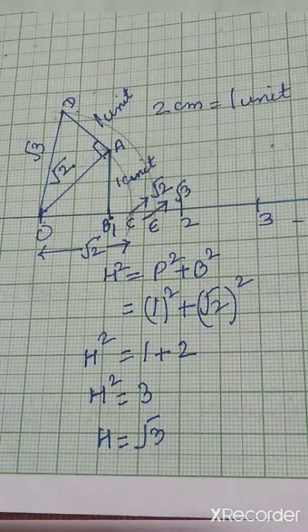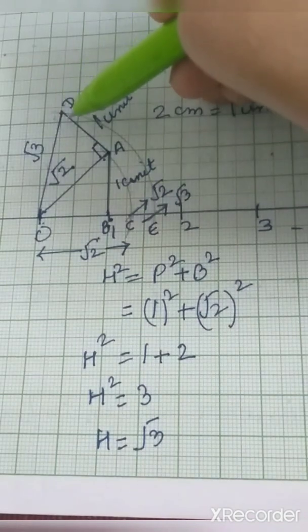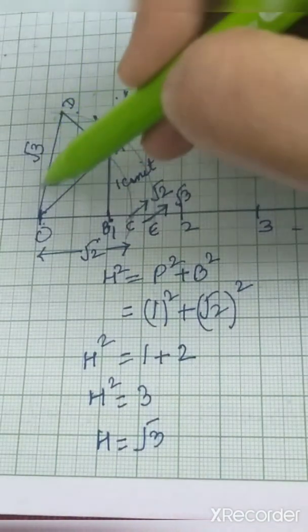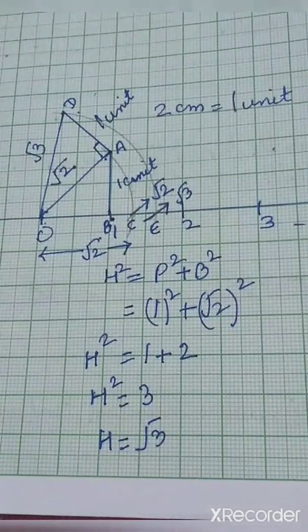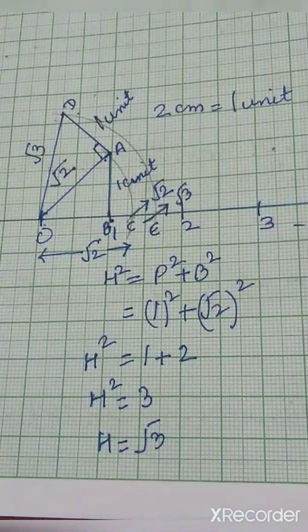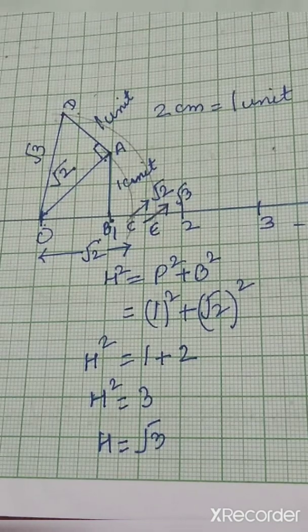In this way you will proceed further. Again you will draw a perpendicular of 1 unit length here. In that case root 3 will be the base. Then you will find that the hypotenuse will be root 4, that is 2. In this way we locate irrational numbers on the number line. This is known as the spiral method.